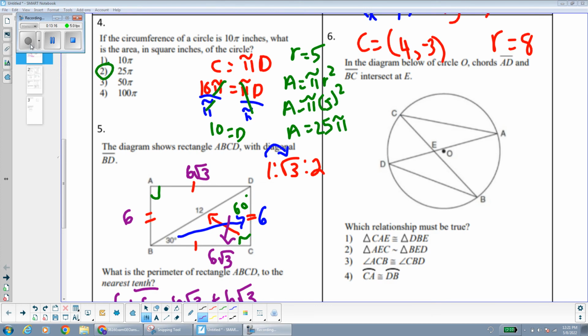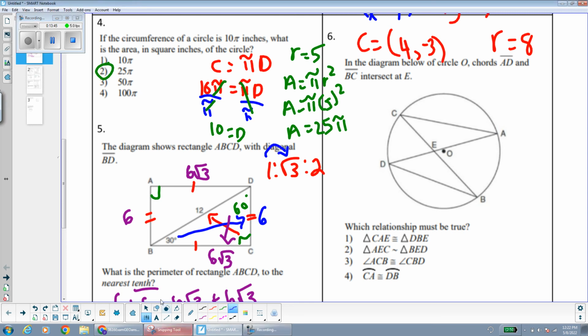In number 6, we have circle O, and we're given chords AD and BC that intersect at E. Remember, chords are just segments in a circle that don't pass through the center. And it's asking us which relationship here must be true. So the first one is saying triangle CAE must be congruent to triangle DBE. Well, let's see if that's true.